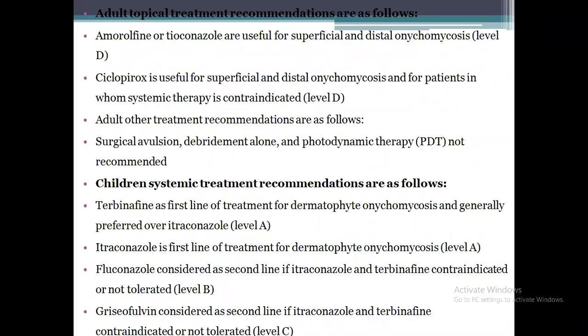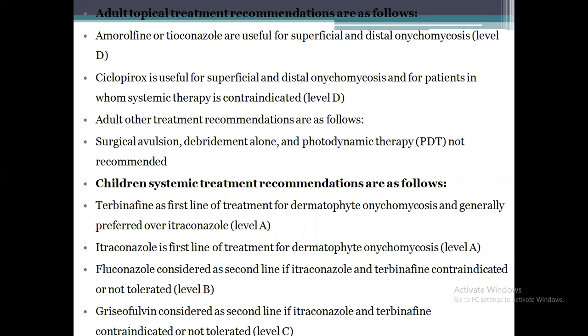For adults, topical treatment recommendations are as follows. First line treatment is amorolfine and tioconazole, which are useful for superficial and distal onychomycosis, which are kind of rare, the mild forms of the disease. Ciclopirox is useful for superficial and distal onychomycosis and for patients in whom systemic therapy is contraindicated. Other treatment recommendations for adults are as follows. Surgical ablation, debridement alone, and photodynamic therapy are not recommended.